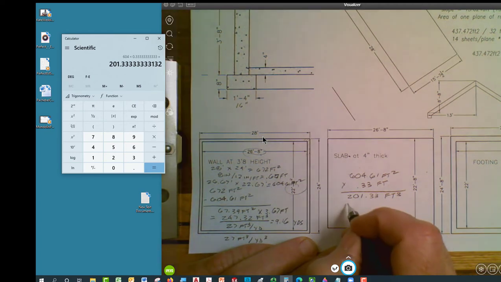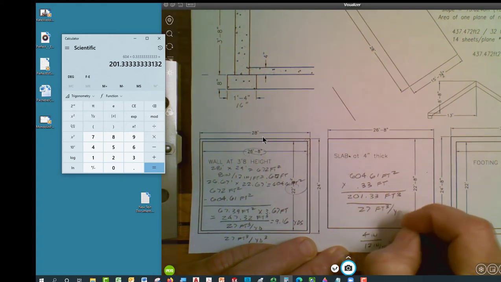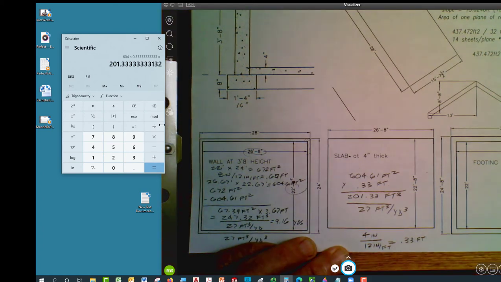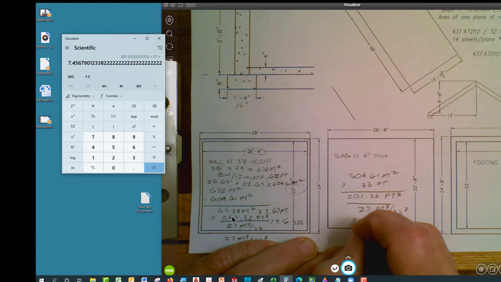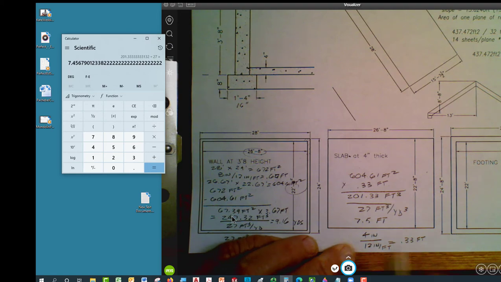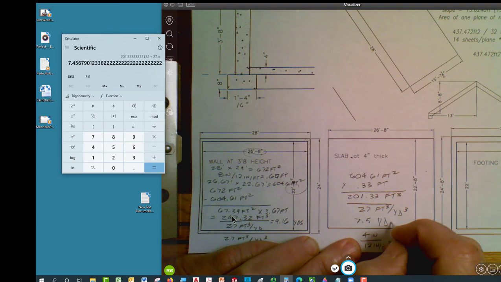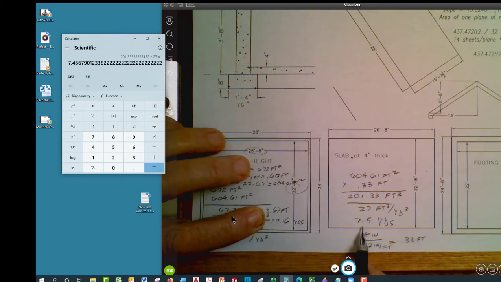Now we're also going to have to divide this by 27 cubic feet per cubic yard. So we take that number, divide by 27, and we get 7.456. Let's just go with 7.5. So we're going to end up with 7.5 cubic, not feet. Sorry, 7.5 yards. So we started over here, we have 9.16 yards, and we have 7.5 yards.